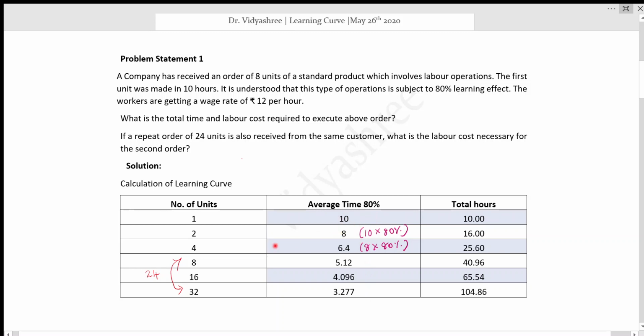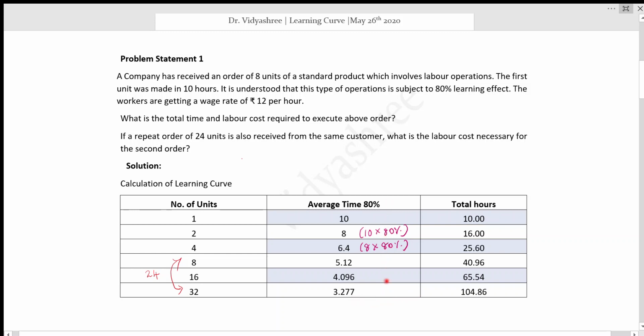So first is 10 for 1 unit. As per the problem, 80% is the learning curve. How to calculate this? 10 into 80%, you get 8. Then 8 into 80%, you get 6.4. Then 6.4 into 80%, you get 5.12. Then 5.12 into 80%, you get 4.096. Then 4.096 into 80%, you get 3.277.